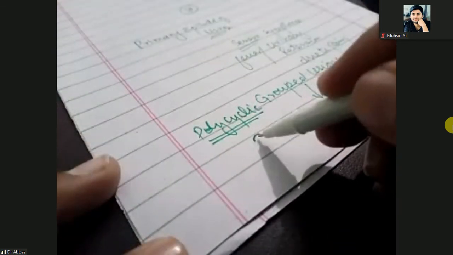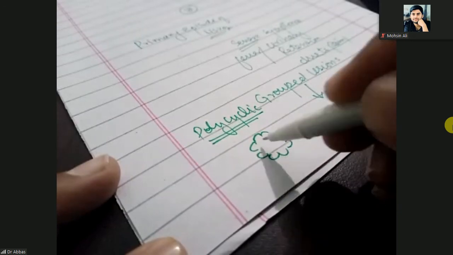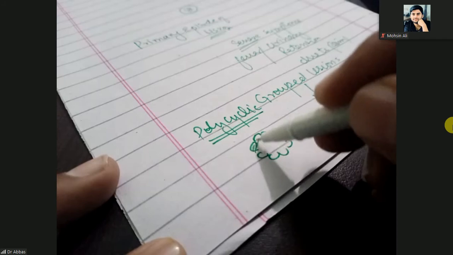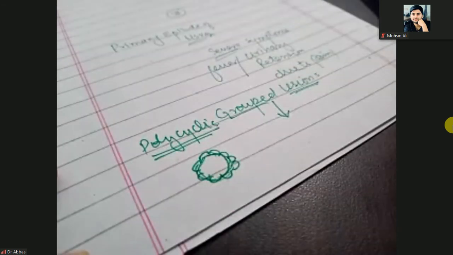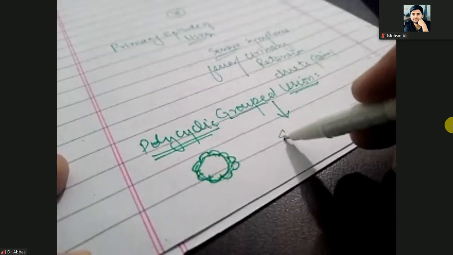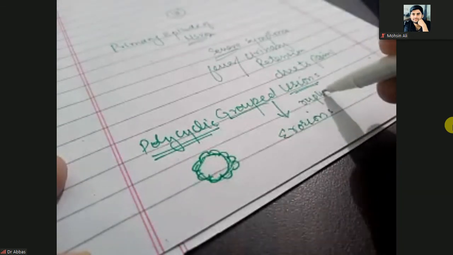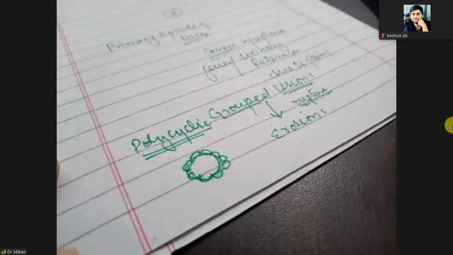It means this is one lesion, another lesion, another lesion, another lesion, and they make an annular lesion like this one. And with this central clearing, these are the polycyclic, multiple cyclic, central clearing. So polycyclic lesions are grouped lesions, and when they rupture, they will make erosions. They will rupture on their own and make erosions.